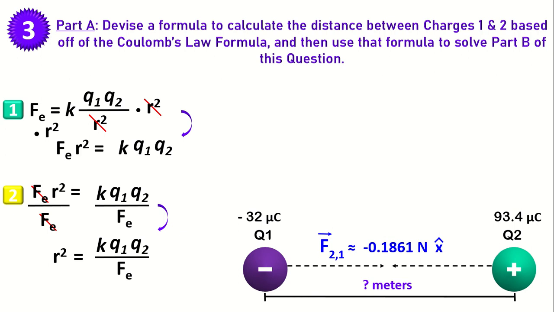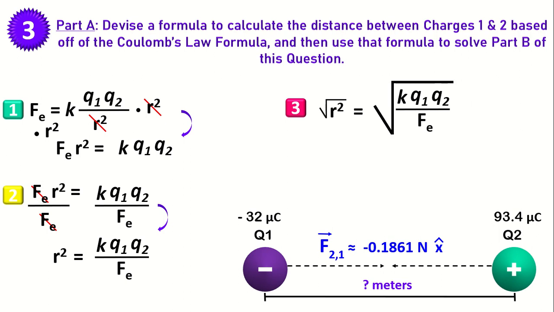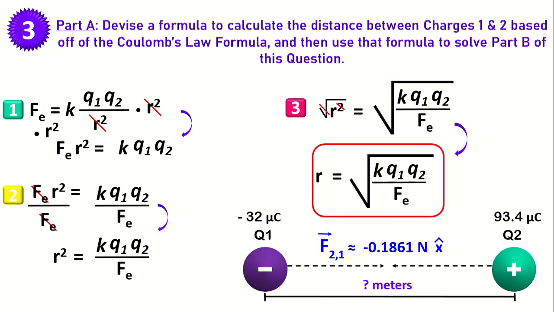Now to fully isolate r, we would just take the square root, right? Because this exponent of 2 and the square root will cancel each other out. So as shown here, we'll be left with r is equal to the square root of k times q1 times q2 divided by F sub E, or the electrostatic force between the two charges. This is the formula we're going to need to solve part B of this problem, where we'll actually solve for the distance between charges 1 and 2 in this scenario.